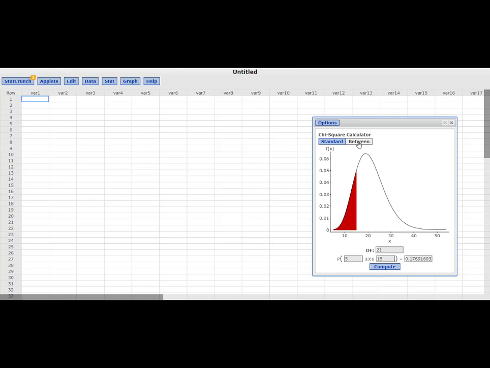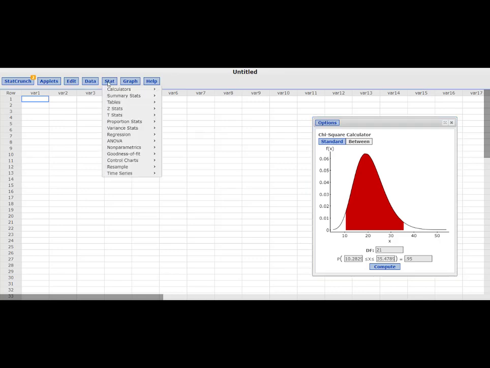You're going to use the between button here. These would be the critical values. I'm going to put 0.95 between two values, and I get both critical values in one fell swoop. Okay? Now, let me show you how you get the confidence interval.